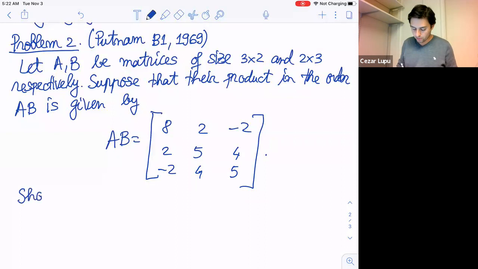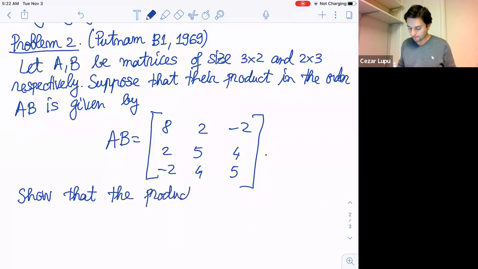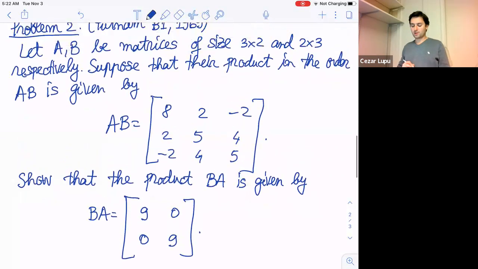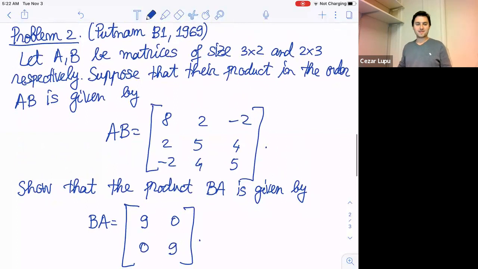And we would like to show that the product BA is given by, and well, this time this will be a 2 by 2 matrix, right? And this matrix will look very simple. As you can see, it's a diagonal matrix. All right, so this was the problem.